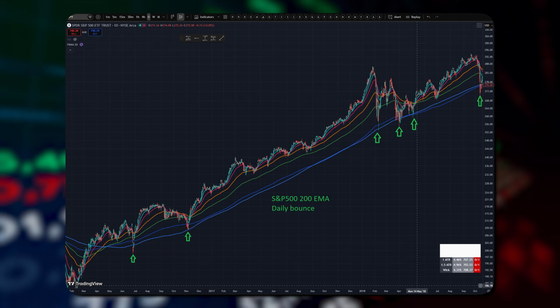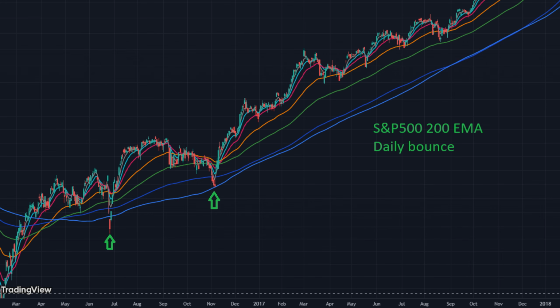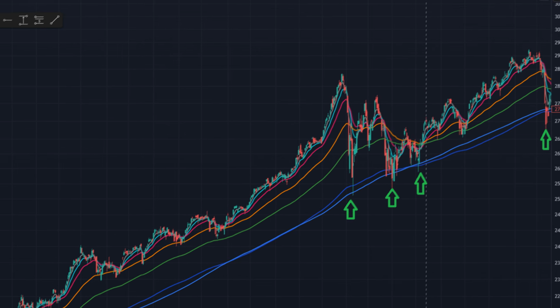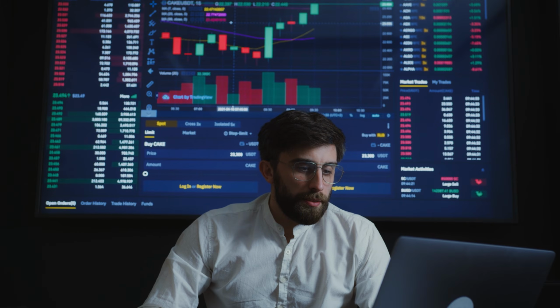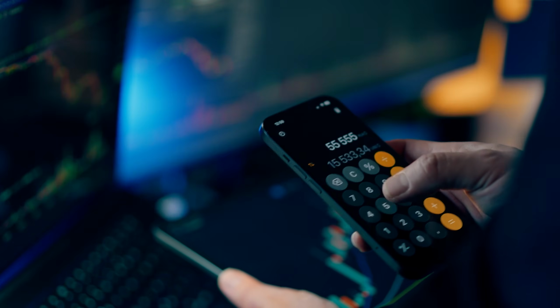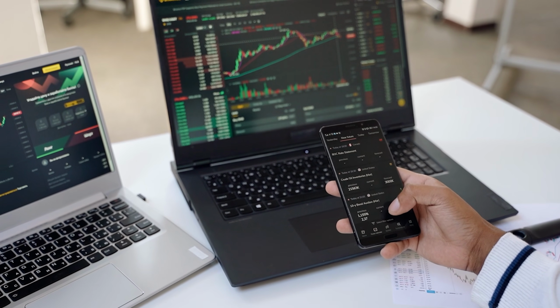EMA 200, the main marker of bull versus bear market. The phrase "trading above the 200-day EMA" is not just a technical term, it's an inclusion criterion for institutional portfolios. Many funds have an outright prohibition on going long in assets trading below the daily EMA 200. This creates the most powerful, self-sustaining support level in the market.